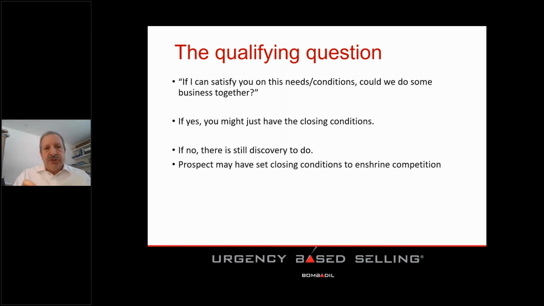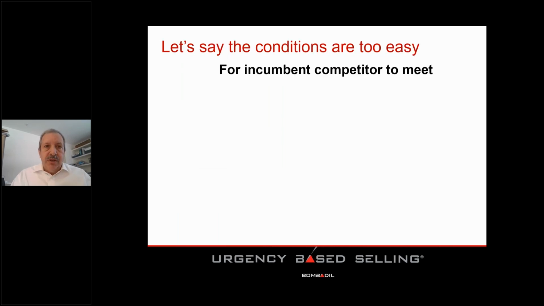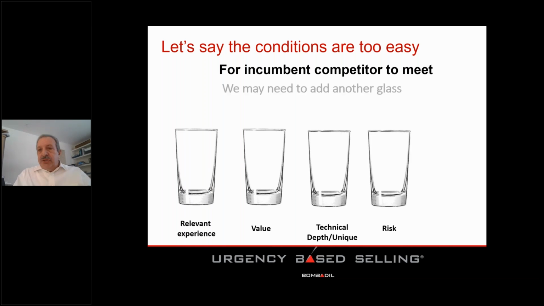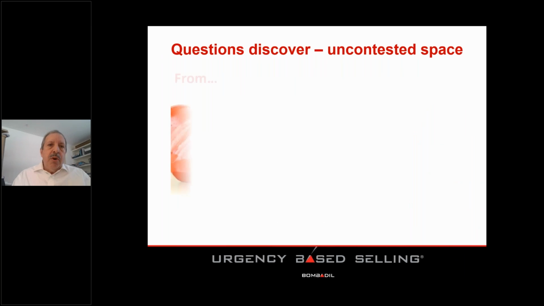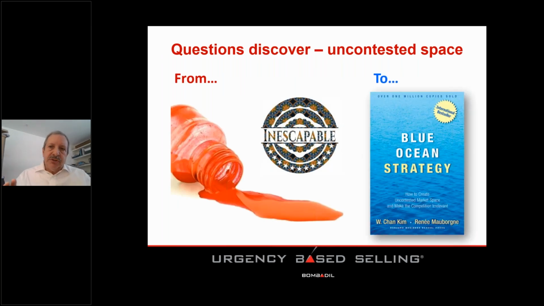See, the prospect may have set the closing conditions to enshrine the competition, and you may need a new step for a defendable position with a what about question. So let's say the conditions are set so it's easy for the incumbent to meet these conditions. So you've discovered what the closing conditions are, but the competitor already meets these conditions. So we need to ask a what about question to add a new condition or add a new glass. You might want to stop for a moment and think about, what are the questions you ask to broaden the decision set? What we're looking for is uncontested space in the context here of blue ocean strategy.